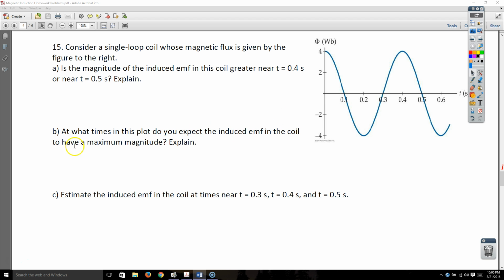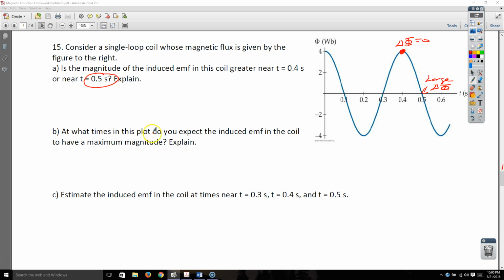So for this one, it's greater near that 0.5 seconds. Because if we look at the 0.5 seconds, the EMF is changing more rapidly there. Here, the EMF is really not changing at all. So, sorry, the flux is not changing at all. So the change in flux right here is essentially equal to 0, and here I have a large change in flux. And so if I have a large change in flux, I should have a bigger EMF.